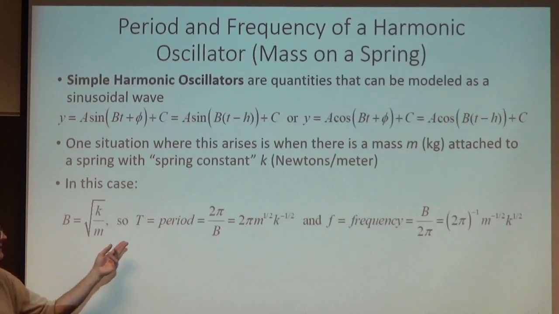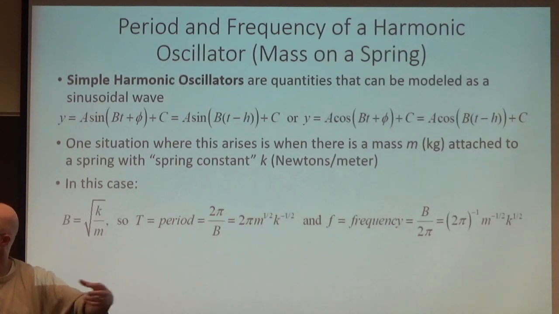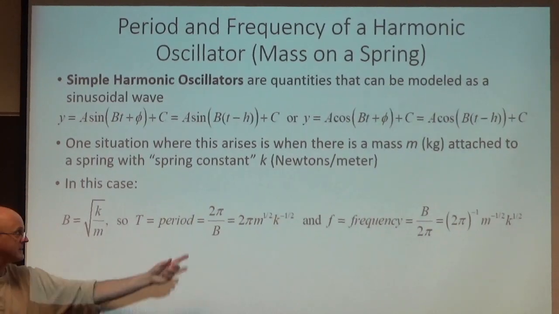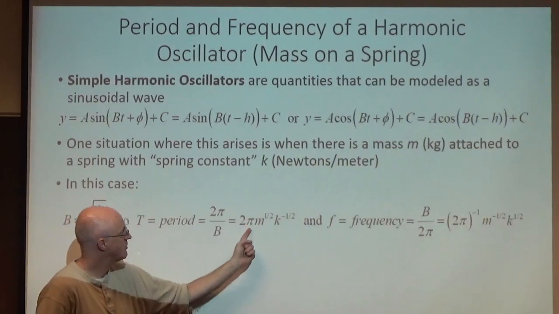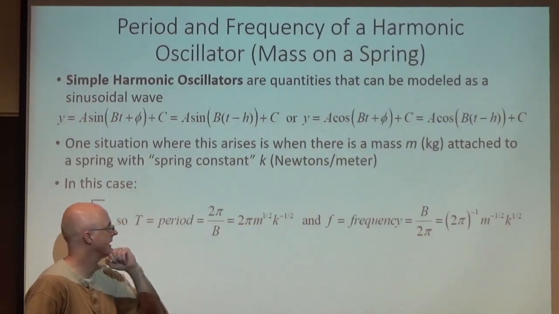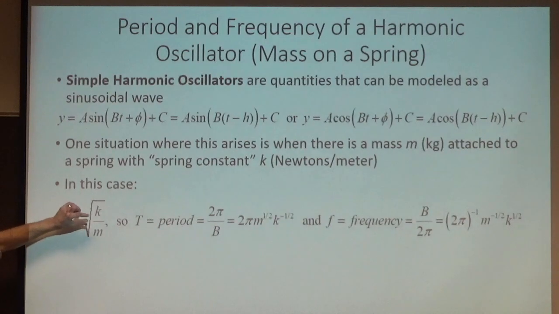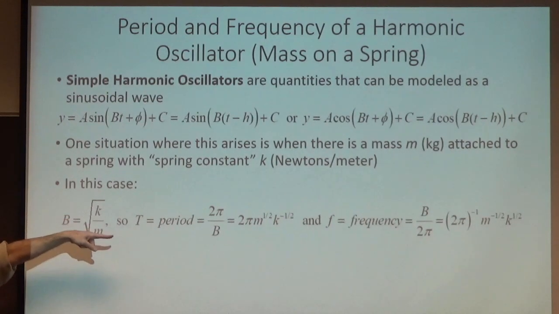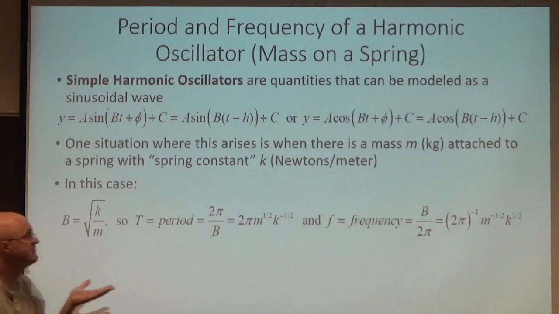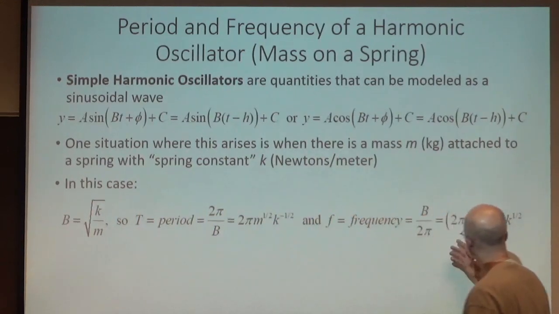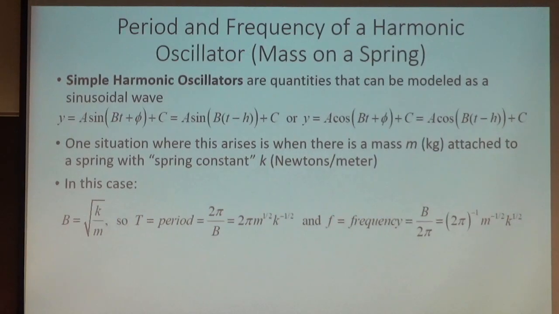The period, the time it takes to go through one complete cycle, we saw back in chapter 1 is 2 pi over b. And in terms of m and k, you can write that this way. 2 pi times m to the 1/2 times k to the negative 1. Essentially, I'm just flipping this fraction because the b is in the bottom. And the frequency is the reciprocal of the period. It's b over 2 pi. Right, that is 2 pi to the negative 1 power, or 1 over 2 pi if you prefer, m to the negative 1/2 times k to the positive 1/2.